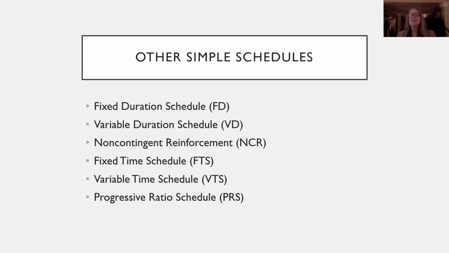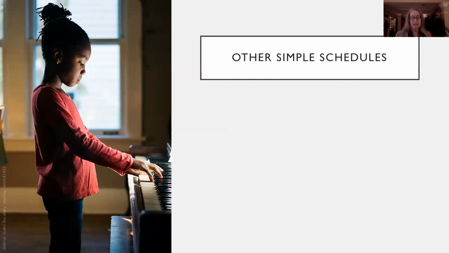Okay. Let's talk about some other simple schedules now. So we've got several here: fixed duration, variable duration, non-contingent reinforcement, fixed time schedule, variable time schedule, progressive ratio schedule. These are all ones that you haven't learned in your general psychology class, and you're not going to hear about them in any of your other psychology classes either. The book does a really good job explaining them, but I'm going to go through them with you nonetheless, because it's the only class that you're going to get this in.